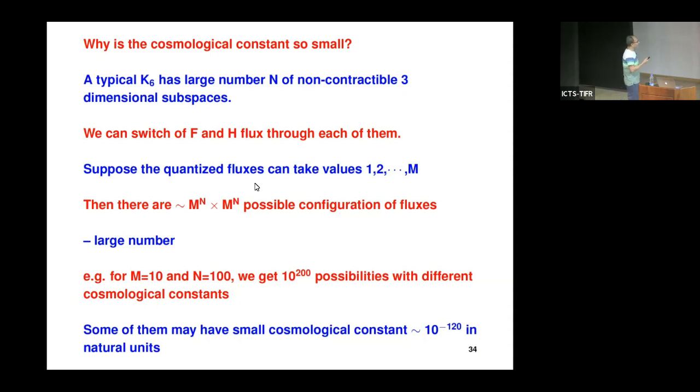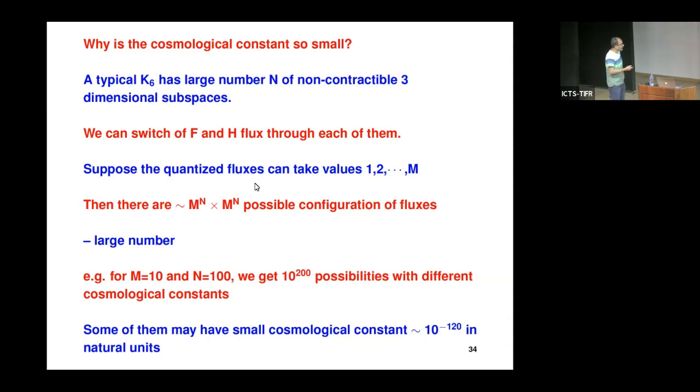Let's take a typical K6, a typical Calabi-Yau space. It turns out a typical K6 has a large number of non-contractible 3-dimensional subspaces. And we can switch on F and H flux through each of them. Now let's suppose that the quantized fluxes can take values from 1 to m. I have already said that m cannot be too large because then you don't get a solution. But m can be up to certain integers, say.